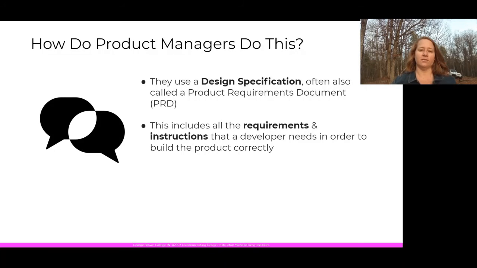So how do they do this? They use something called a design specification. Sometimes it's also called a product requirements document, or a PRD. Now, this includes all of the instructions and all of the guidelines that a developer will need in order to build the product correctly. So I'm going to go into a bit more detail about what the contents of a product requirements document or design specification are, and your assignment for the next few weeks is going to be to create your own design specification.